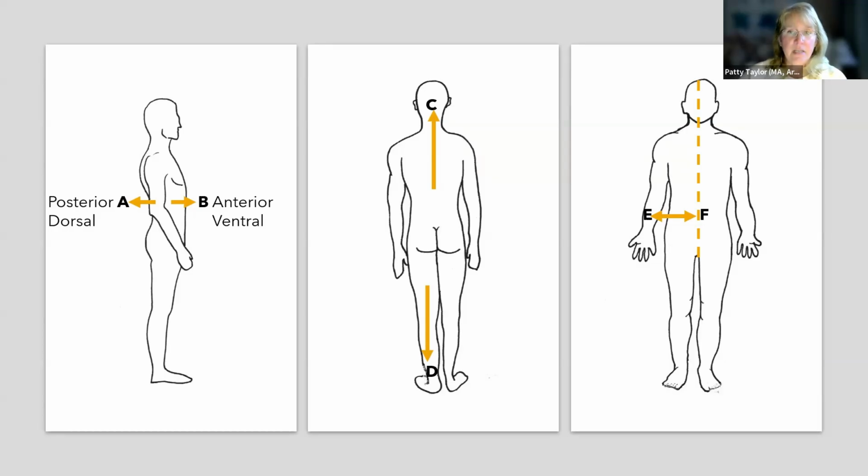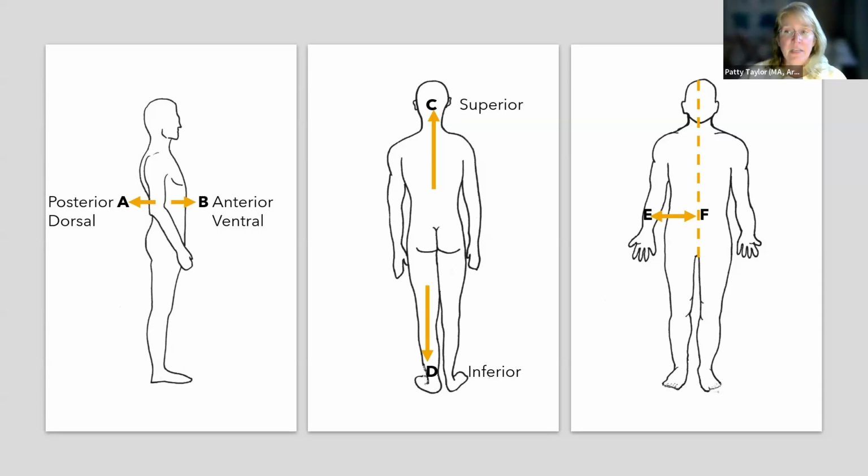Let's look at letters C and D. Notice these are pointing toward the head or toward the feet. Which term means going toward the head? That's superior. Which term means toward the feet? Inferior.